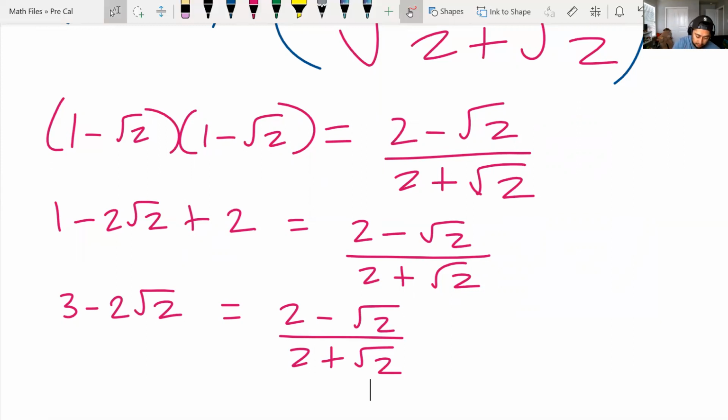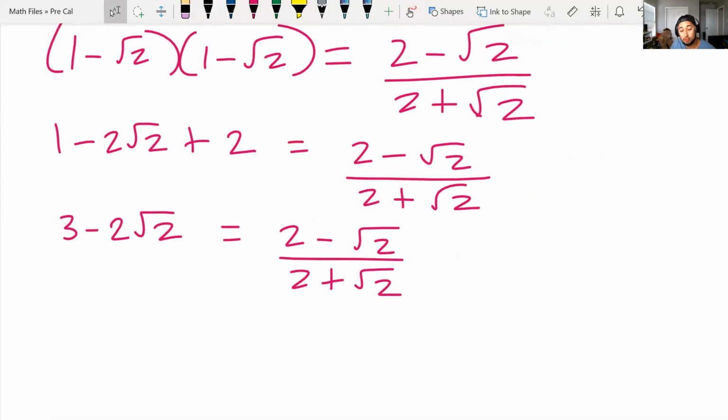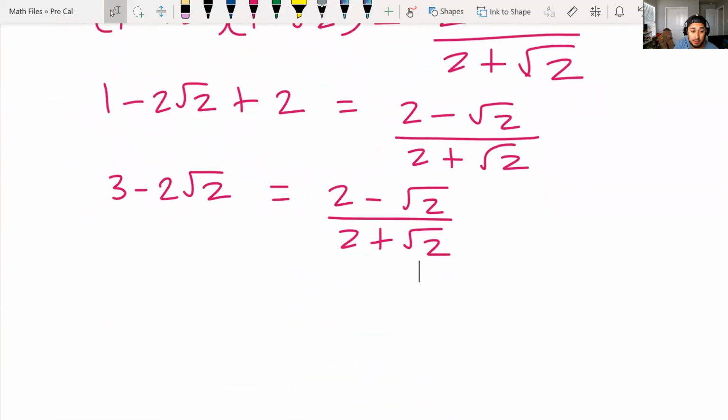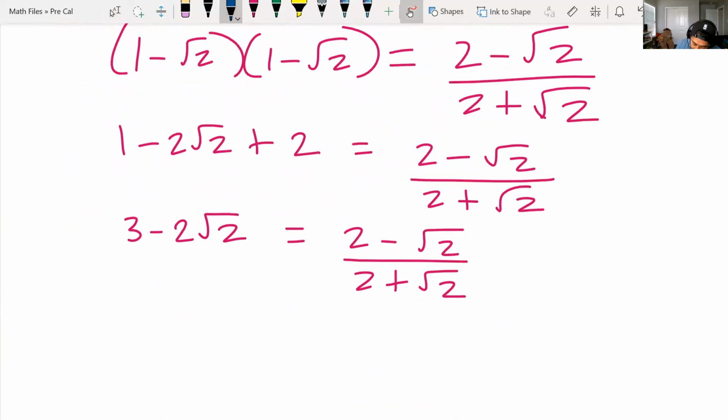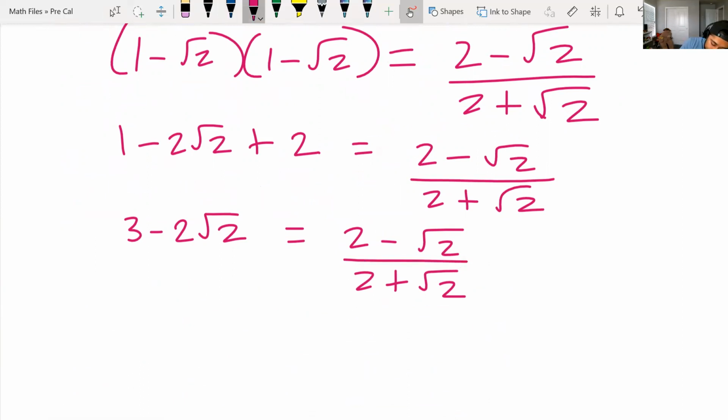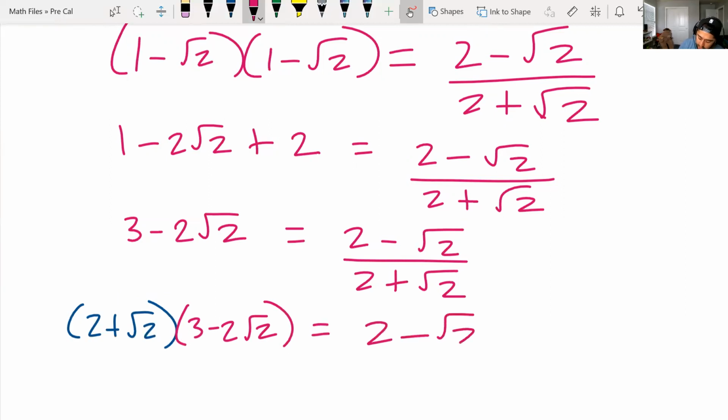Okay, well, now we need to clean up the right side. So this is kind of like proving an identity, right? Well, almost like an identity. So what could I do here? Since I squared both sides, this is kind of open game. So what I'm going to do is take this denominator and multiply it to the left side. So if I do that, I'll get 2 plus square root of 2 times 3 minus 2 square root of 2 equal to 2 minus square root 2.